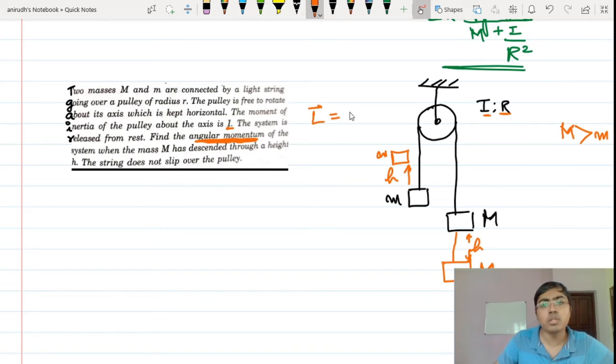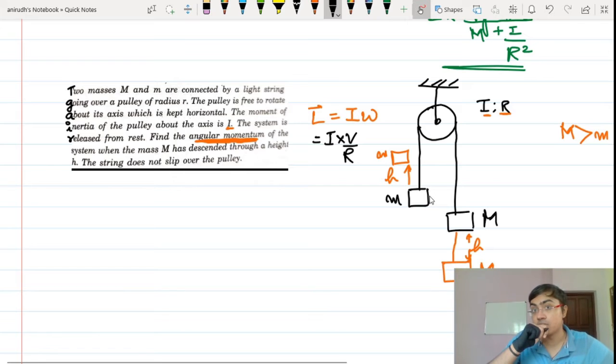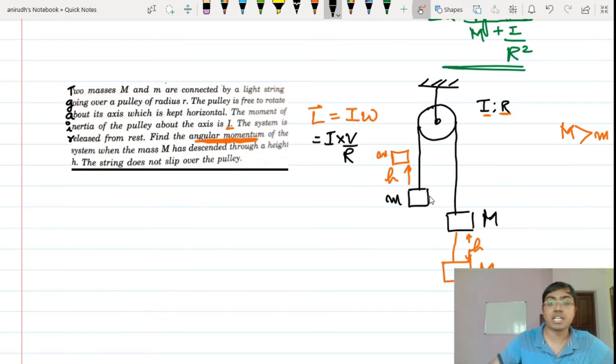So L vector is equal to I omega, or you can keep it as MVR. Okay, so L is equal to I omega, and omega can be written as V by R, isn't it? Since V is equal to R omega, I can keep it as I multiplied by V by R. Okay, V is the velocity of the system. So how to find this out? For this kind of question, I think we'll have to use the concept of energy conservation. That is what we'll be doing.